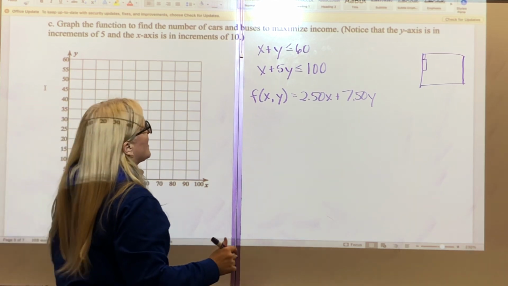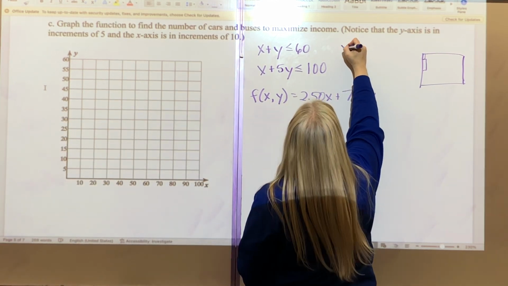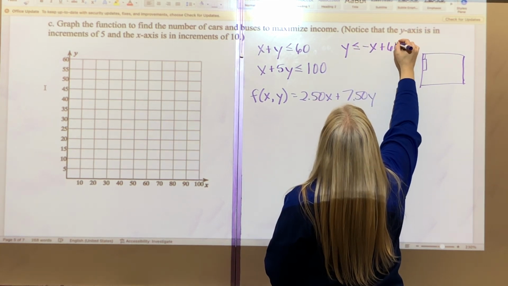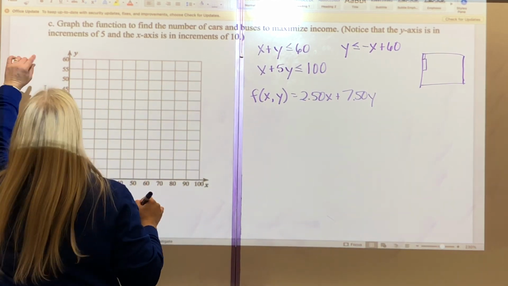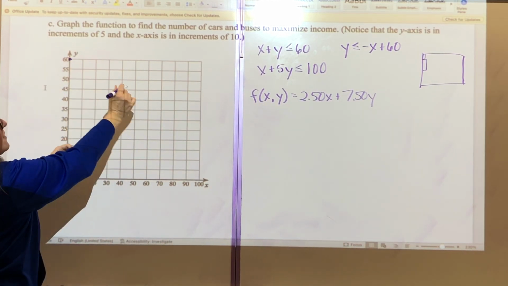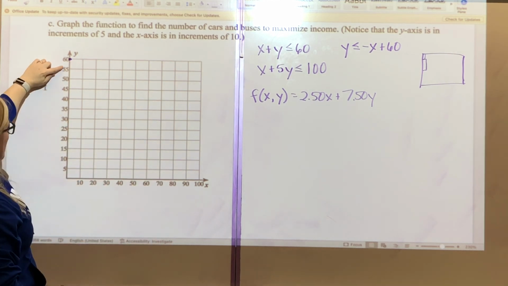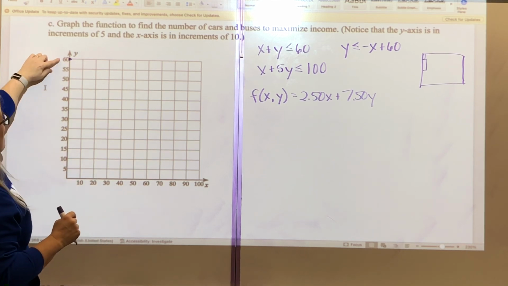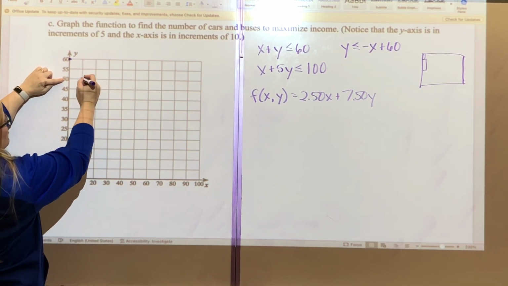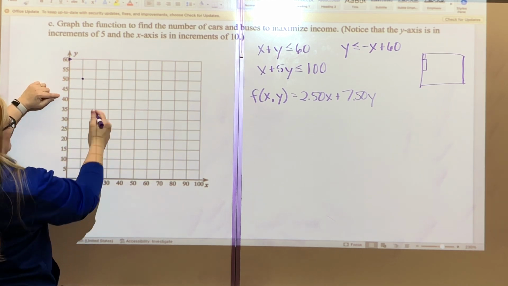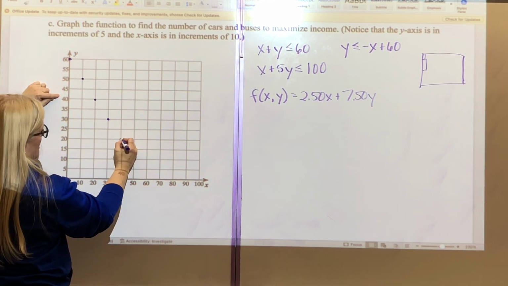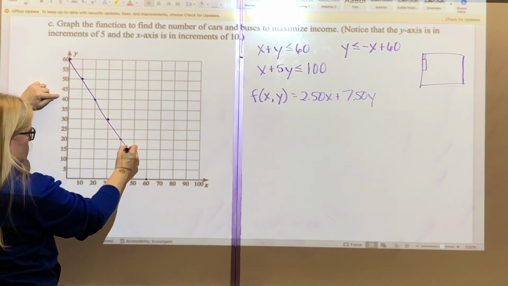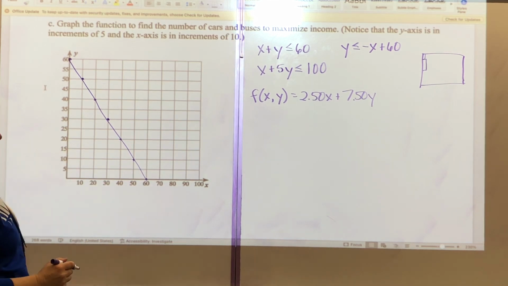So x plus y is less than or equal to 60. This is the same thing as y is less than or equal to negative x plus 60. So 60 is my y-intercept, and my slope is negative 1. If I'm going down 10, that means I have to go over 10. I know this looks funny, but you can see that it's 10. So I'm coming down like this, and again, it's really important that we're spot on.